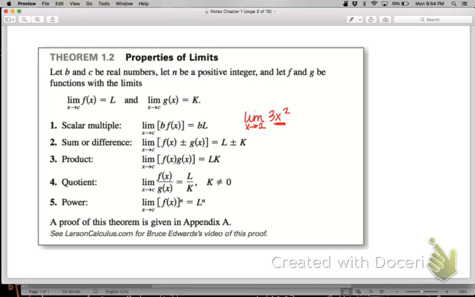We can do the same thing with multiplying. Oh, geez. Flash flood warning. Sorry, that scared me.